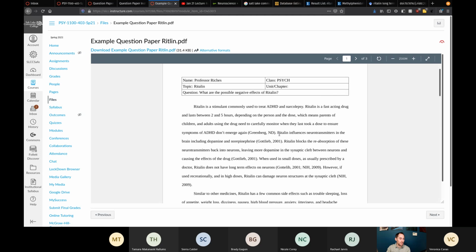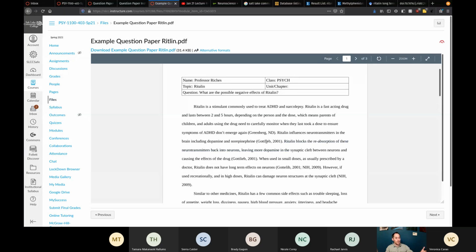Now, this is not a direct quote. A direct quote would have quotation marks, or you should include quotation marks. So if Gottlieb actually wrote, Ritalin influences neurotransmitters in the brain, including dopamine and norepinephrine, I would put direct quotes around that right here, quotation marks, and right here. And I would also put p. whatever page it was found on. So Gottlieb 2001, p. 13, or I found it on page 13. So that's how to do a direct quote versus these, which are all paraphrases.